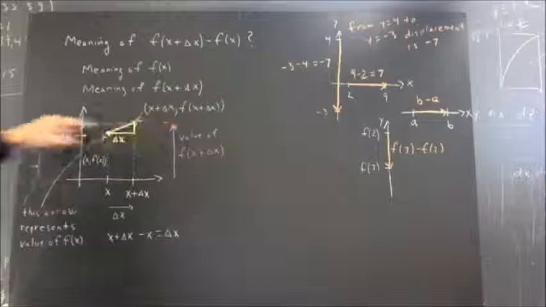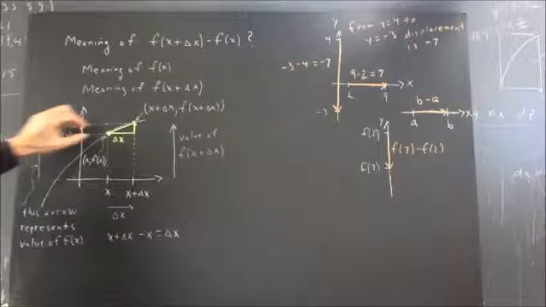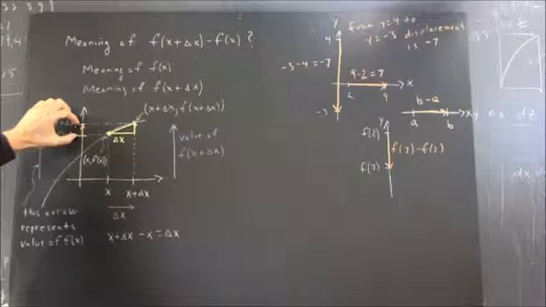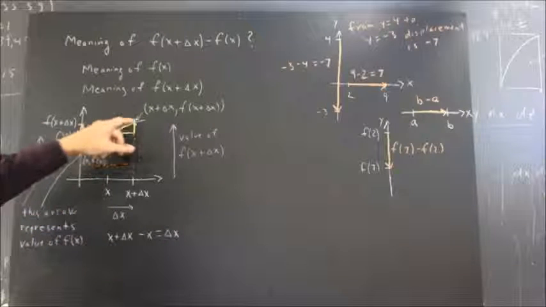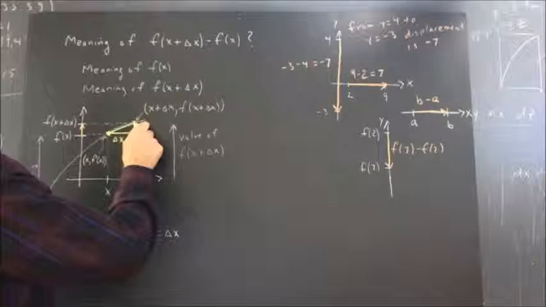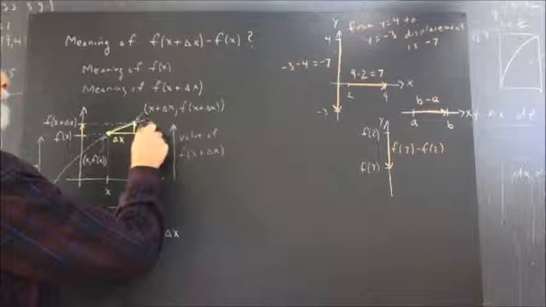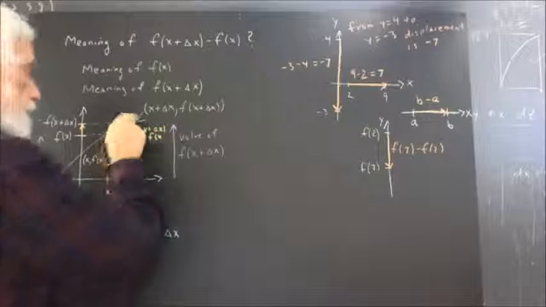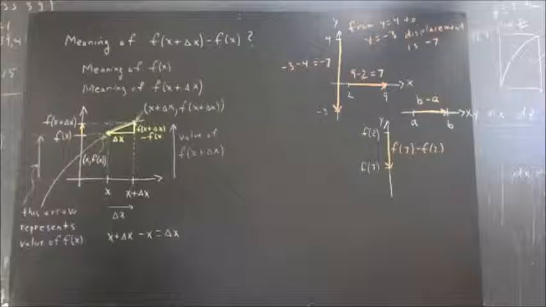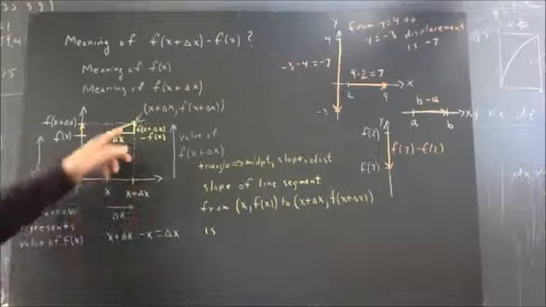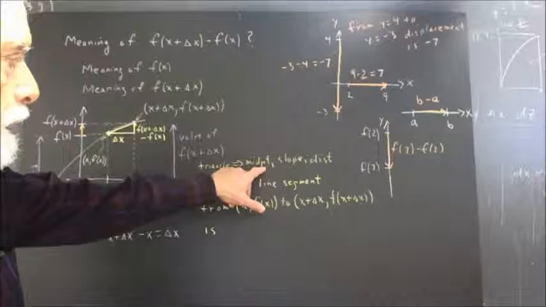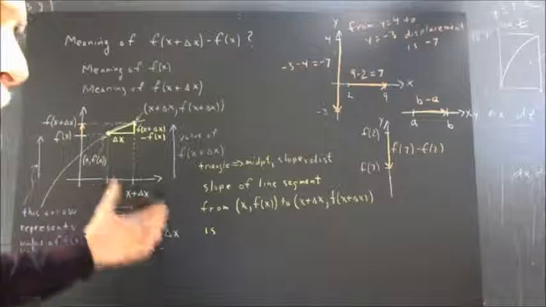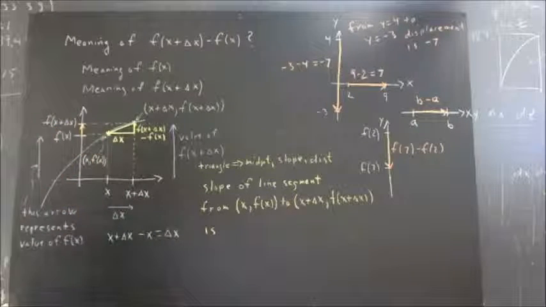Now what do we have here? Well, these dotted lines are all parallel, so this displacement from here up to here is the same as this displacement here. So this is just f of x plus delta x minus f of x. And that would be the rise of the triangle. From this triangle, we can conclude what the midpoint, the slope, and the distance between the 2 points is.